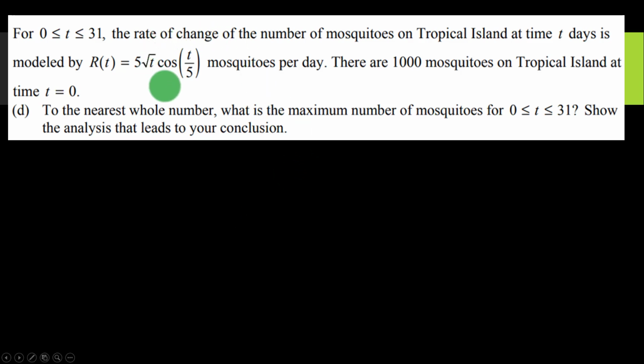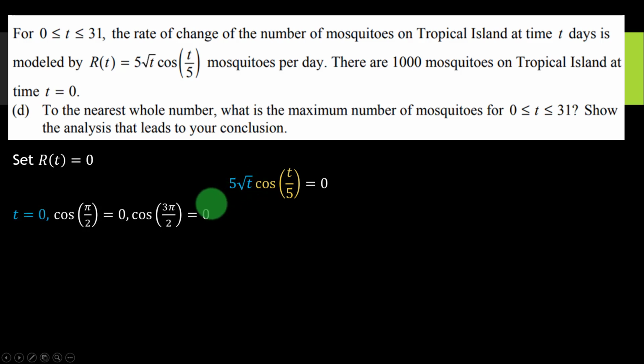Instead, we have this function, which is really the same. So we're setting that rate equal to 0. And I made these different colors because they're 2 functions that when we multiply them, they get 0. So we can set each of them independently equal to 0. The first one is just going to give us t equals 0 as a solution.